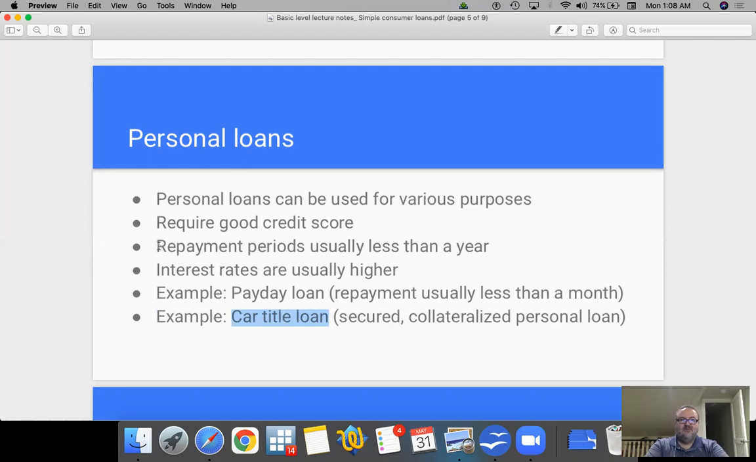So a lot of the times, personal loans will have a repayment period that's less than a year. You're talking about 3 months, 4 months, 6 months, but usually a maximum of about a year. And interest rates are usually high. Again, it depends on relative terms. It is higher than car loans and mortgages, but it usually is a little bit lower on average than credit cards, which are revolving personal loans. So we're talking about on average a personal loan that you get from the bank.